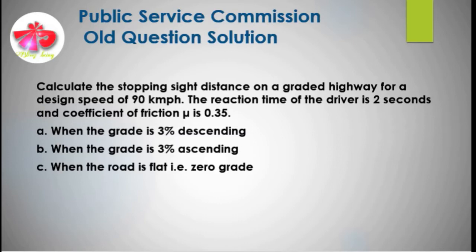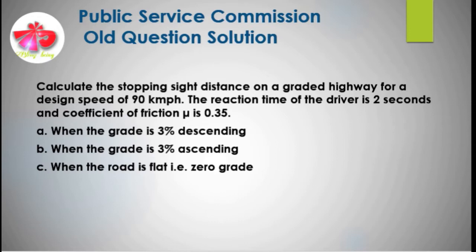In the previous year's Public Service Commission examination, we were asked to calculate the stopping sight distance on a graded highway for a design speed of 90 km per hour, where the reaction time of the driver is 2 seconds and the coefficient of friction mu is 0.35. There are three cases: first, when the grade is 3% descending; second, when the grade is 3% ascending; and third, when the grade is nil, that is, when the road is flat with zero gradient.